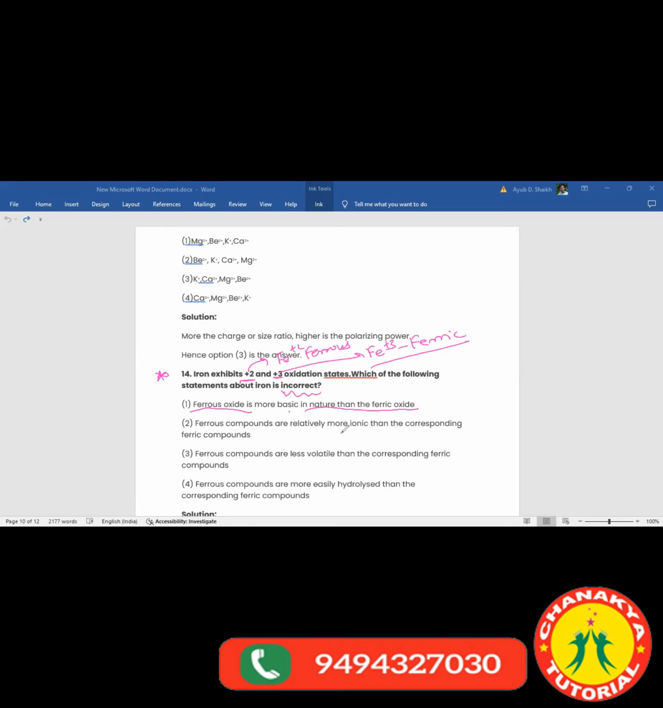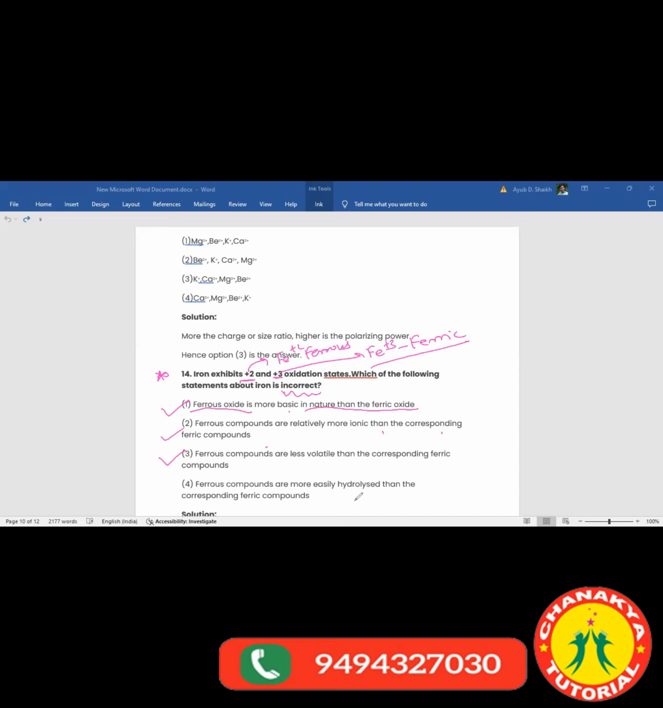Ferrous compounds are relatively more ionic than the corresponding ferric compounds. That's correct. Ferric compound is plus 3 and it will go with oxygen which has a minus 2 charge, but then ferrous will go with the lesser number of atoms of oxygen. So this is also correct. Now ferrous compounds are less volatile than the corresponding ferric compounds. That is also true. Ferric compounds are more volatile. You know that ferric compound only would be present in the rust. Correct? The last one is given what?